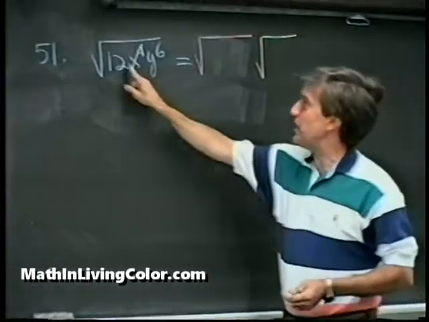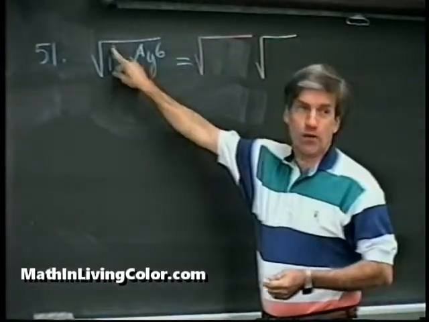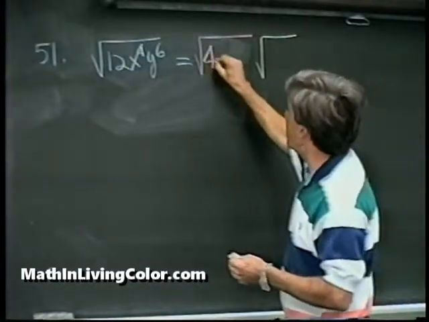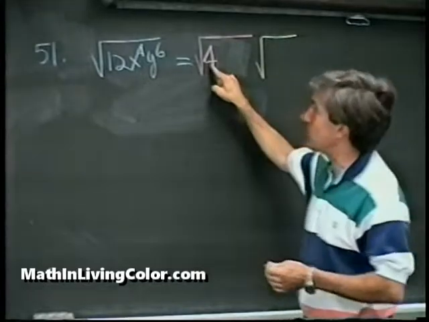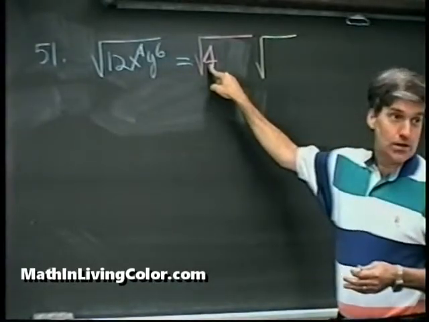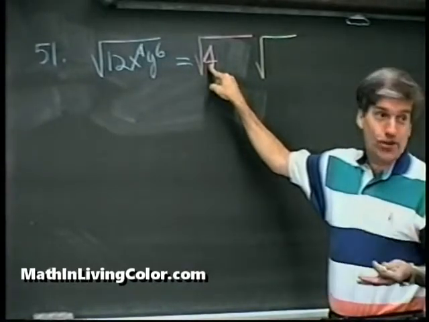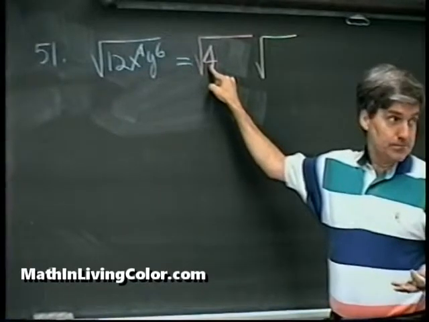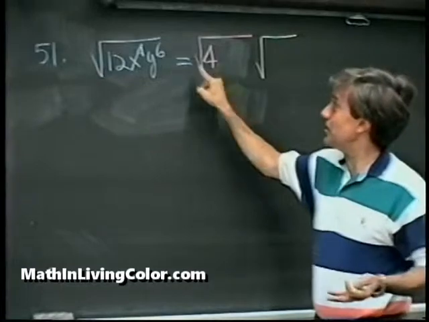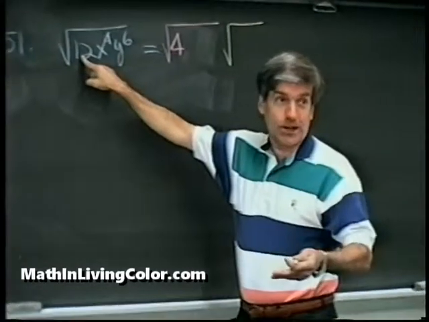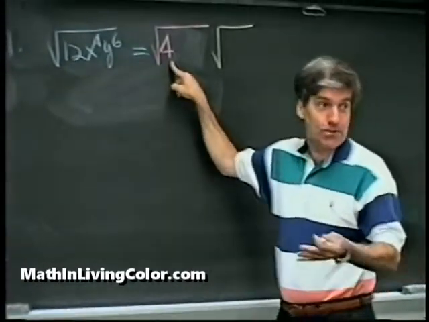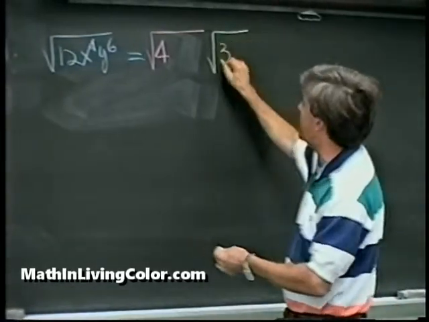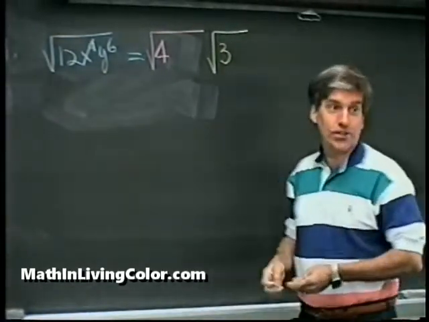Now, what perfect square divides into 12? 4. So we'll put 4 up front. What other factor would be left over? 3. And if you didn't know that, how could you use a calculator to help you? You can take the 12 in the calculator and divide by 4, and that would give you the other factor that's left over. That would be the 3. So you can use a calculator to help you with this. I want you to know that.